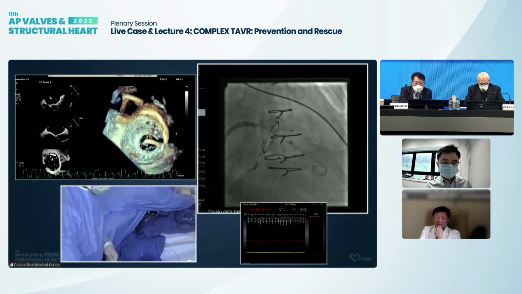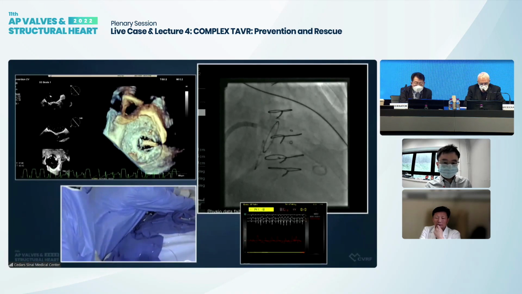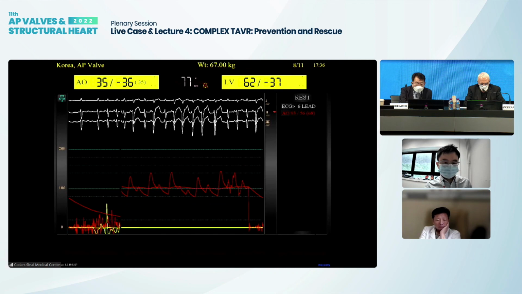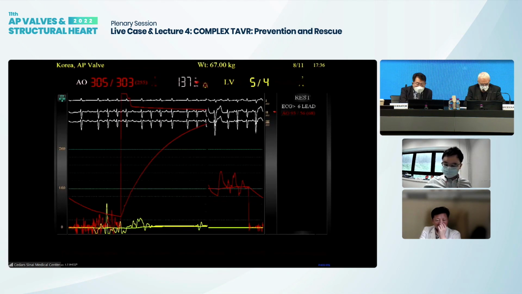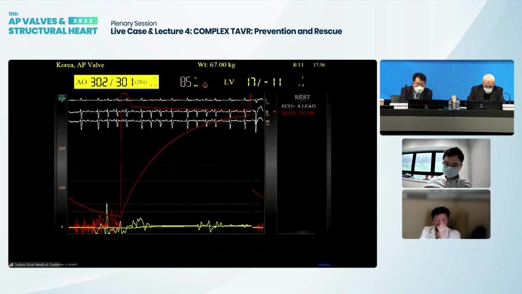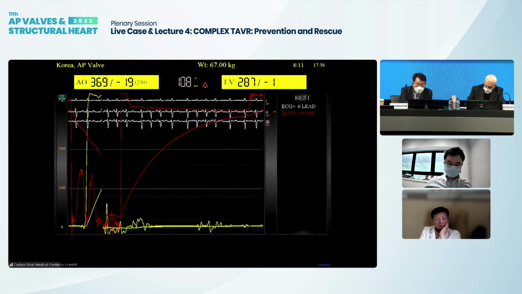So now we will give you hemodynamics. We will give you the left atrial pressure, which we are going to measure from the Agilis catheter. And we are going to give you the left ventricular pressure, which we will get from the pigtail catheter.